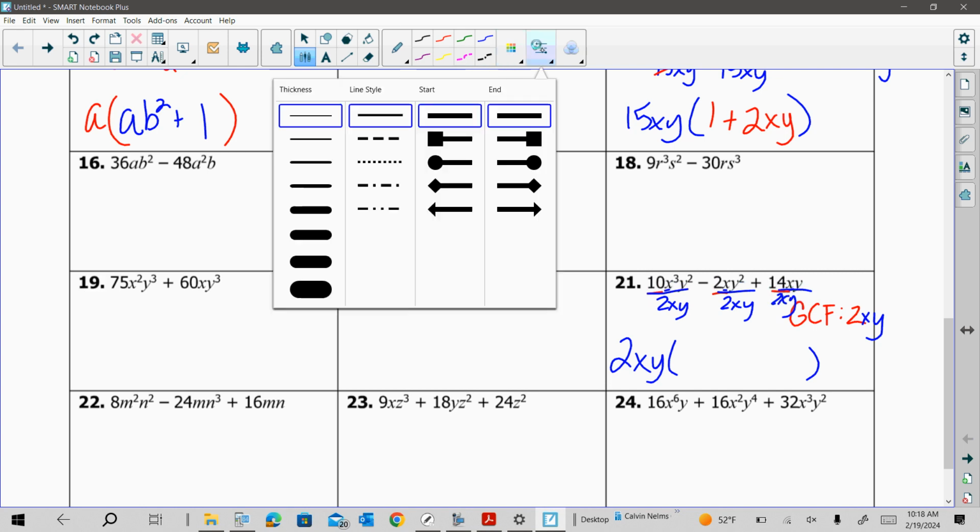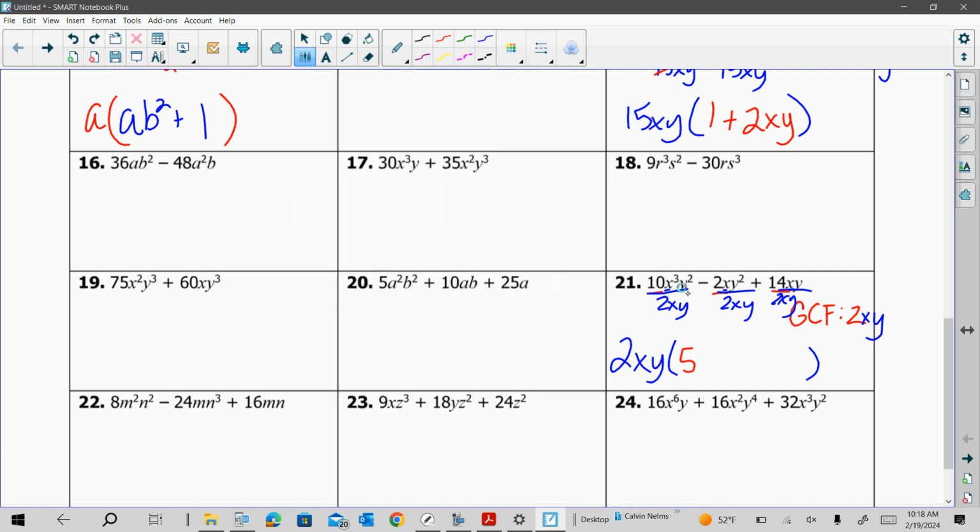All right, so the first term, this would be 5x squared, because we're subtracting the exponents, y. The 2s cancel, the x cancels, you're left with just y here. Then plus 7, and the xy's cancel.